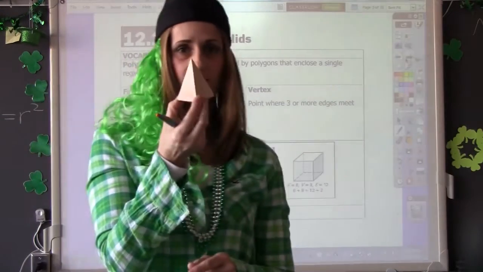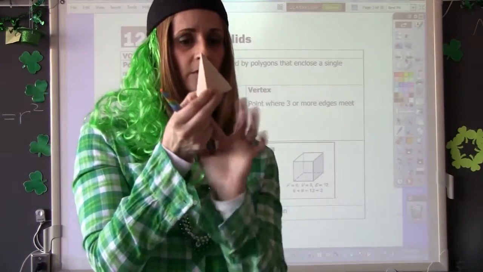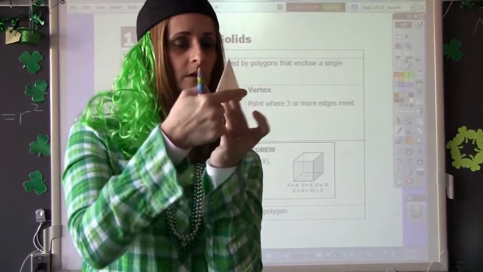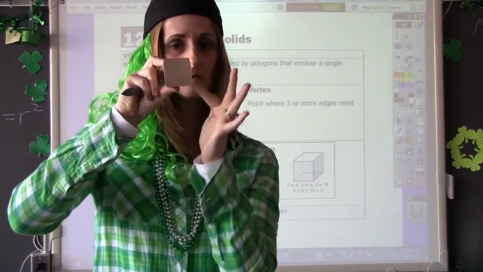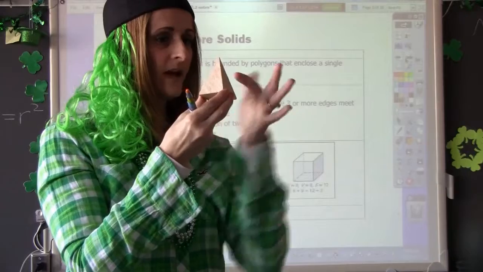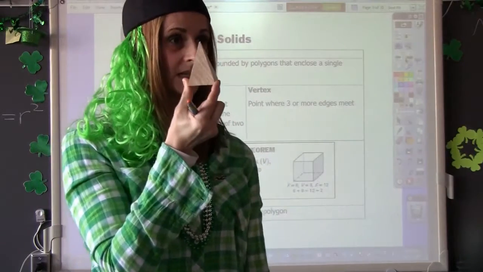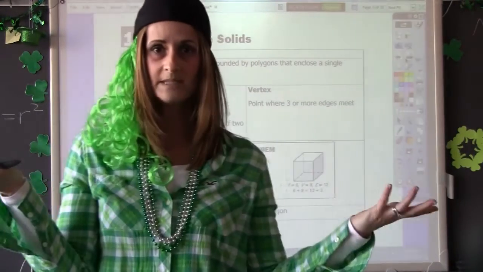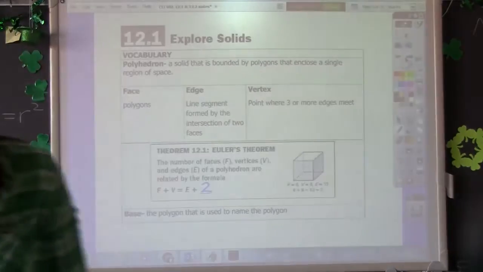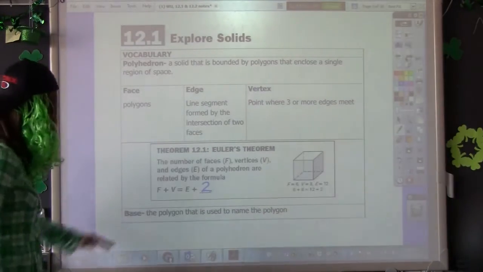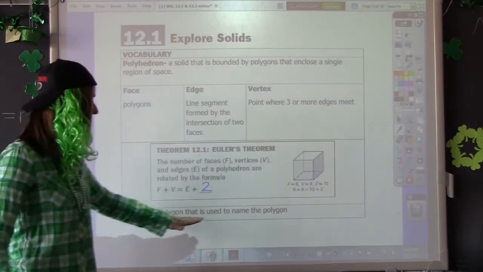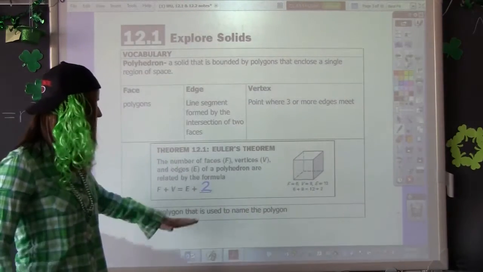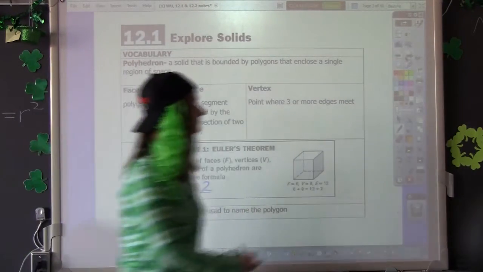How many edges do we have? 1, 2, 3, 4 on the base, then 4, 5, 6, 7, 8. 8 plus 2 makes 10, so we're correct. And the base is the polygon that is used to name the polyhedron.